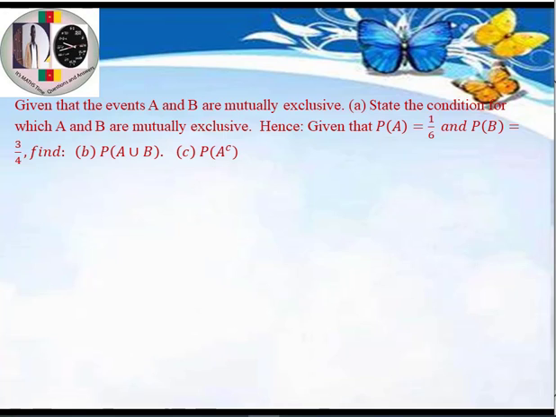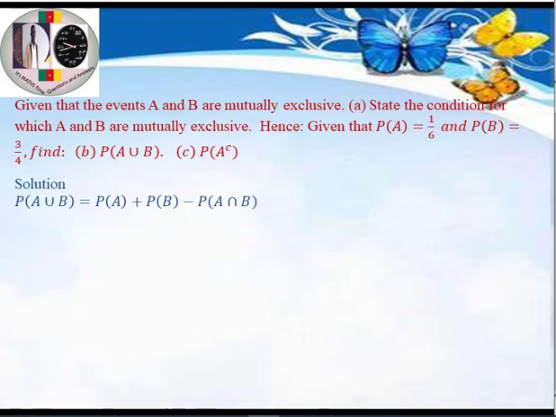So for us to be able to handle this, we need to know what we mean by events are mutually exclusive. If we have two events A and B, the probability of A union B is the probability of A plus the probability of B minus the probability of A intersection B. This is a normal probability for two events.